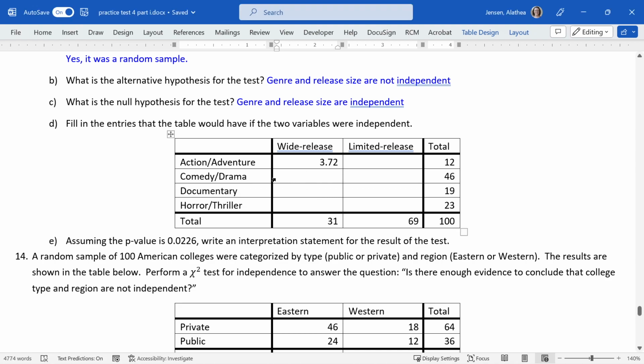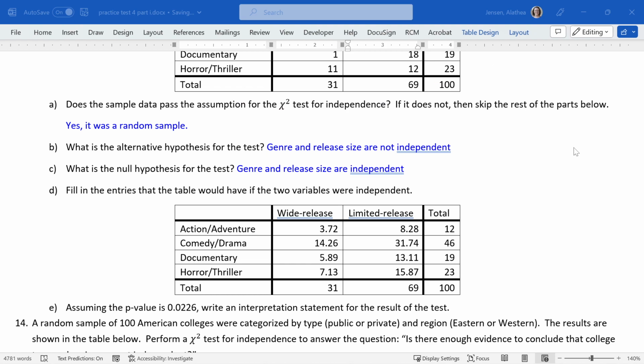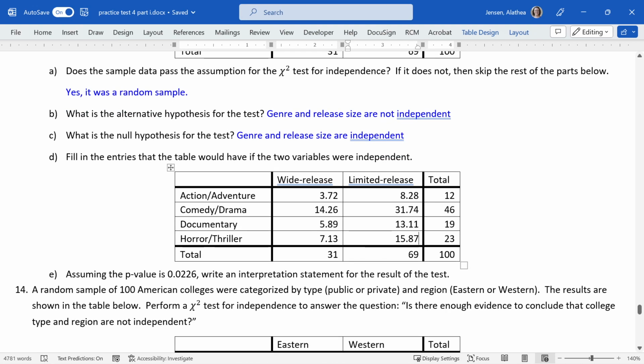The next one, comedy drama, wide release, is going to be this 31 right here times 46, divide by 100. And then you just keep doing them all the exact same way and fill in all 8 of these entries right here. Okay, so I just went ahead and did all of those with the video paused so I don't bore you guys. So these are all the entries that I got. And yep, that's part D. So I guess I'll make those blue.